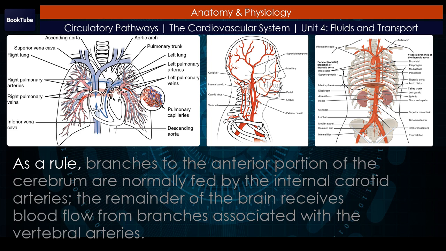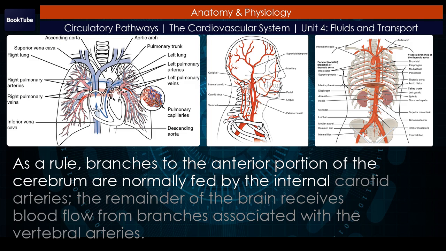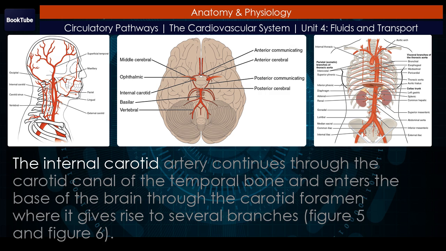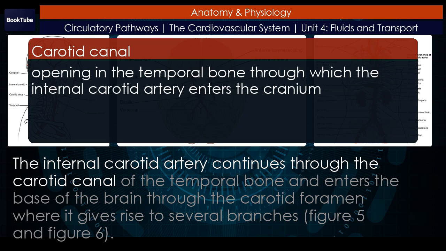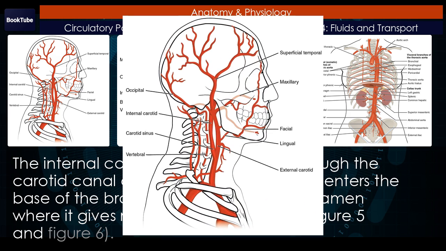As a rule, branches to the anterior portion of the cerebrum are normally fed by the internal carotid arteries. The remainder of the brain receives blood flow from branches associated with the vertebral arteries. The internal carotid artery continues through the carotid canal of the temporal bone and enters the base of the brain through the carotid foramen, where it gives rise to several branches. Figure 5 and Figure 6.